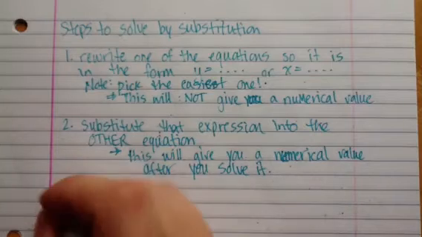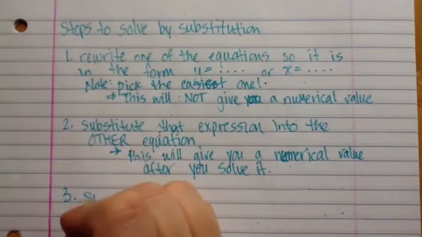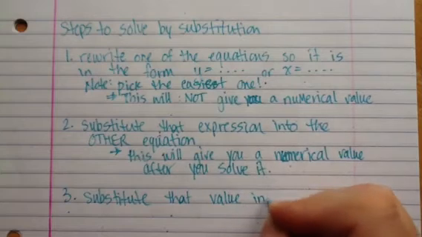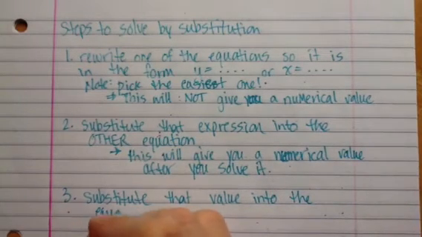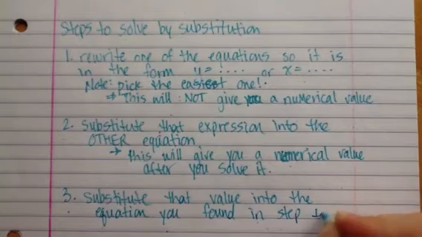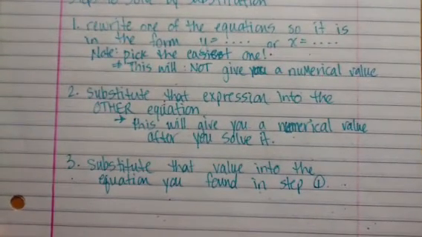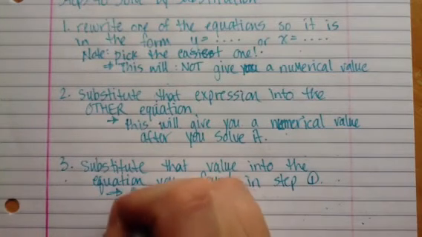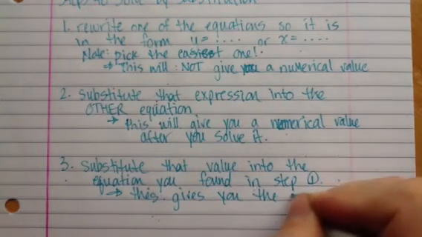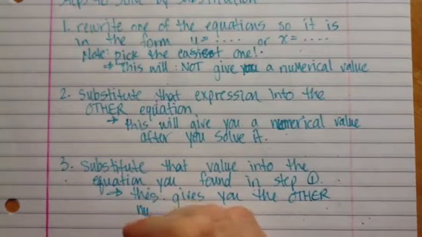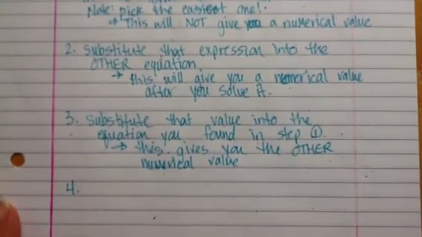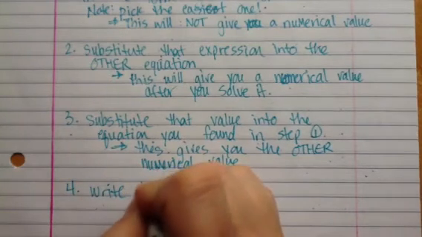Once you have the value of that first variable, you're going to substitute that value into the equation you got in step 1. Okay, that's going to give you the other variable. So this gives you the other numerical value. And then we're going to want to take those two values and write the solution as an ordered pair.